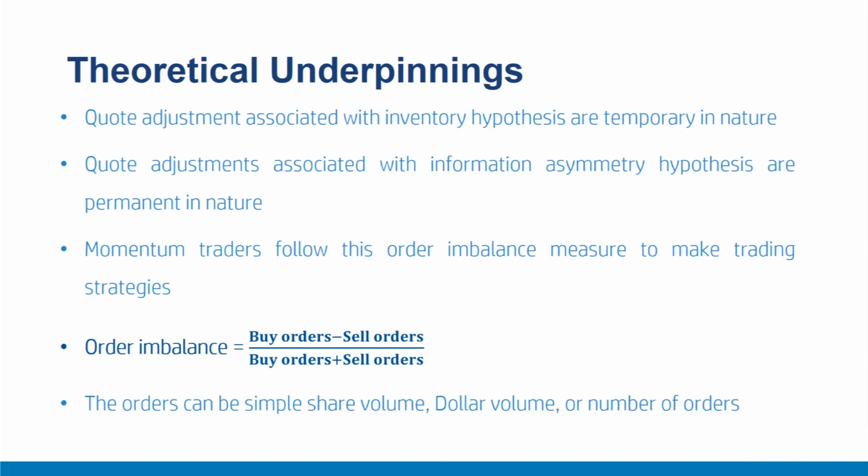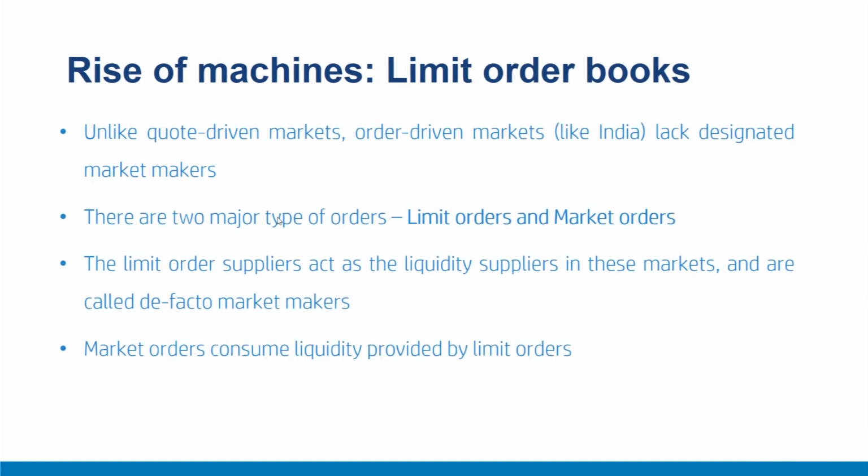Then we discussed two key theoretical underpinnings. One is the inventory hypothesis, which suggests that because of their inventory levels, market makers charge a certain extra spread on account of their inventory costs, and quote adjustments on account of the inventory hypothesis are more temporary in nature. We also discussed the information asymmetry hypothesis, wherein we said that these market makers often incur losses in their trades against more informed traders. To account for these losses, they also charge another extra component of spread. The adjustment in bid and ask quotes on account of the information asymmetry hypothesis is more permanent and durable in nature. We also discussed a very important market structure, which is electronic limit order books.